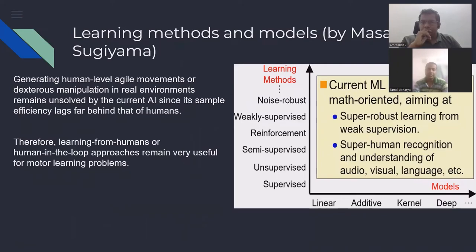Yeah, so this slide is very important, because it is about learning methods and models. Like learning to learn, as we saw in one of the earlier slides: generating human-level agile movements or dexterous manipulation remains unsolved because our current AI techniques are not efficient enough to emulate a human being in terms of sensory motor, like movement of hand, legs, and overall body. Therefore, learning from humans is one concept, and the human-in-the-loop approach.